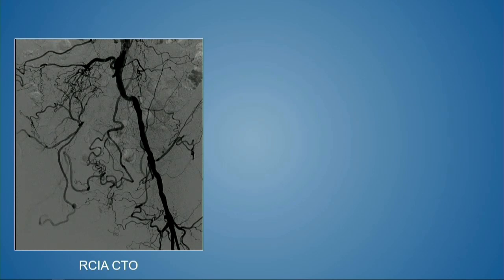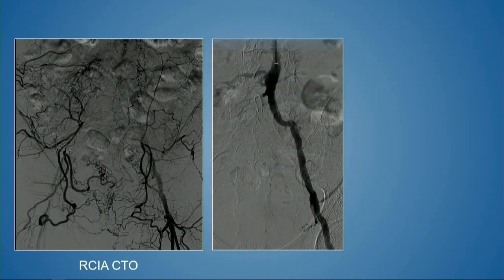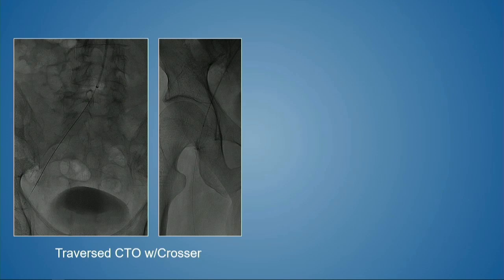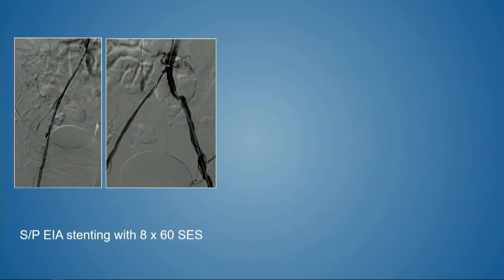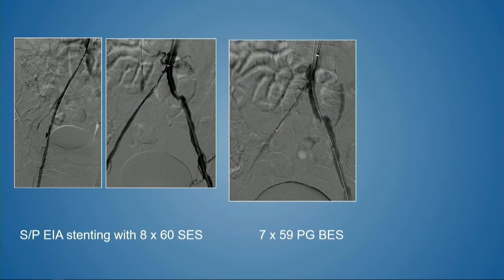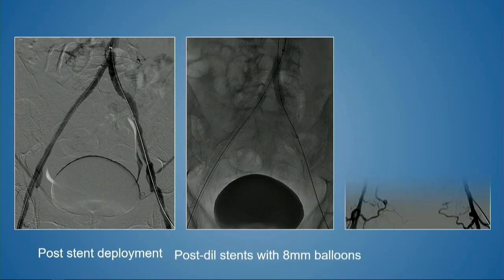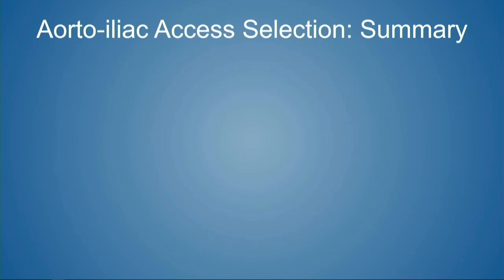My last case is a patient with severe buttock claudication, subsequently found to have this fairly long iliac occlusion. This case, we decided a priori we were going to come from above, so we placed a 7 French sheath brachially, used a 14 crosser to get through that. We're able to take care of that very nicely. And then with some adjunctive stenting, of course, and then kissing stents at the end, we're able to get a very nice acute final result.